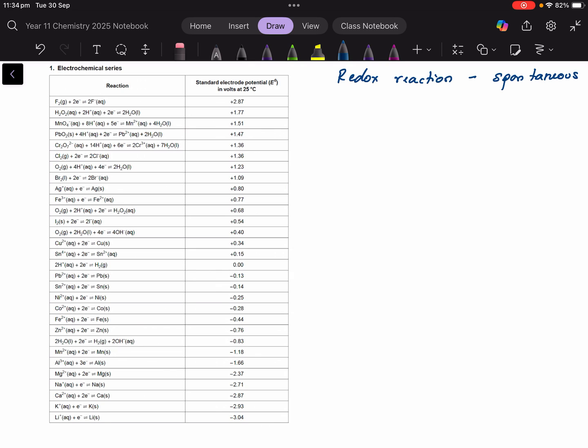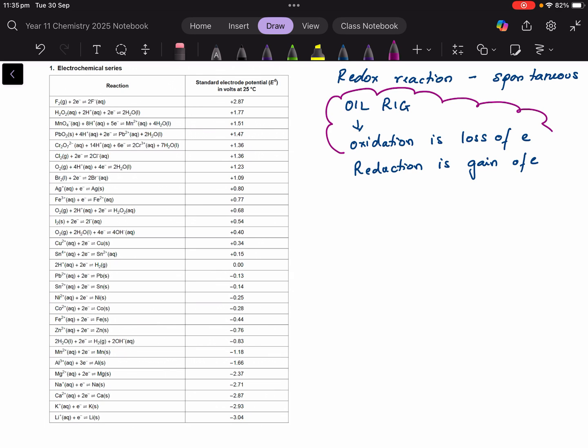The exchange of electrons, where OIL RIG will help us to identify that oxidation is loss of electrons, while reduction is gain of electrons. So keeping that in mind, the OIL RIG acronym is just to remind us of what we are looking for.